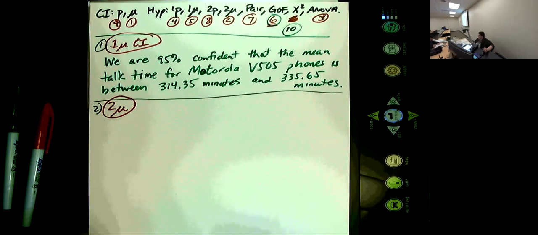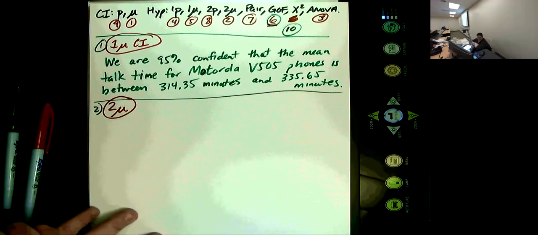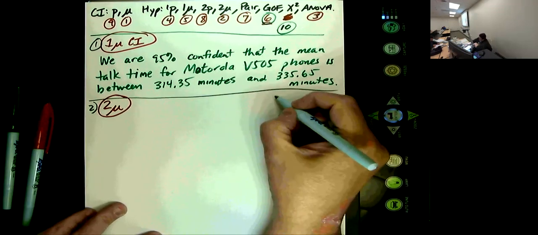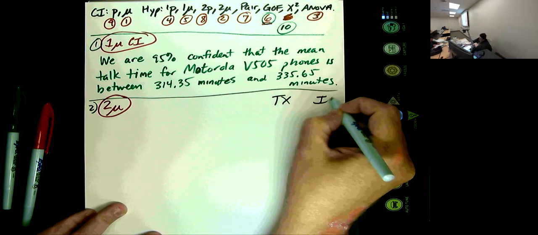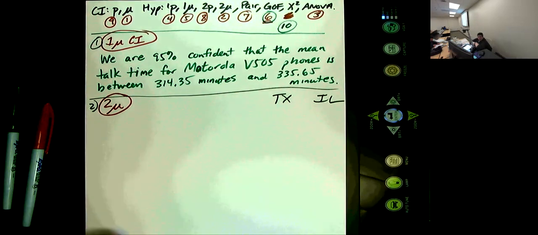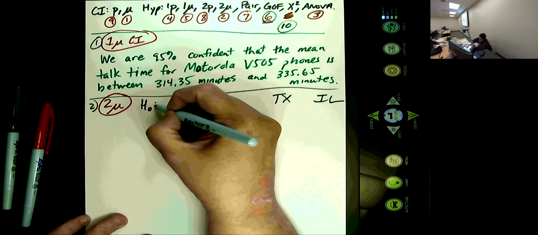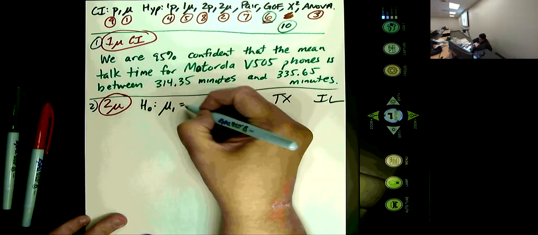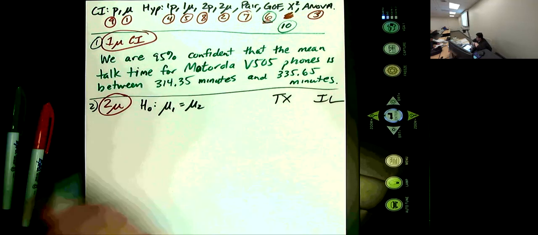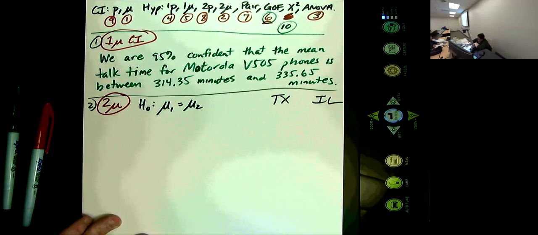It was a 2 mu test. I'm reading it, it says Houston, Texas, and Chicago, Illinois. So I've got Texas and Illinois. And I know it's a 2 mu test. So H naught is going to be mu1 equals mu2, or you can do mu1 minus mu2 equals 0 if that's your preference.